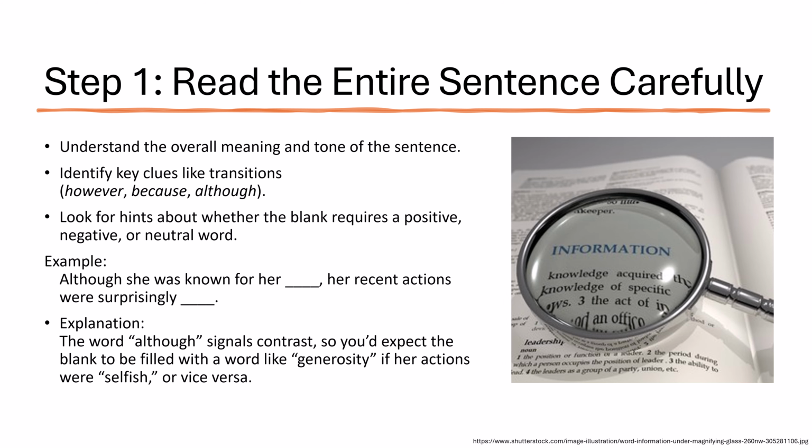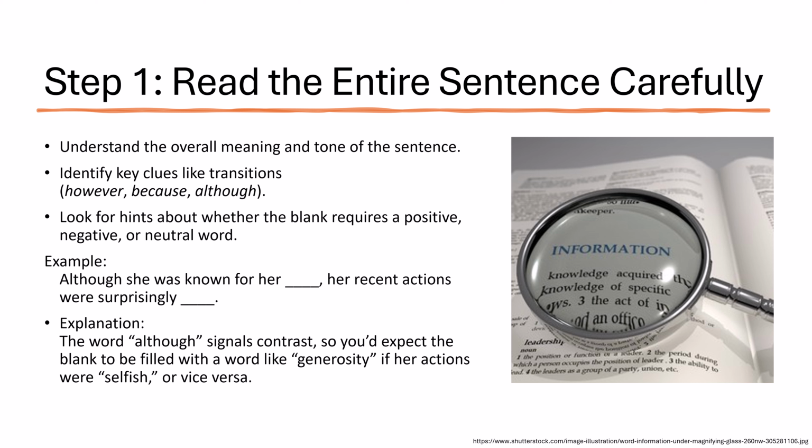The first step is to read the sentence carefully, paying attention to the tone and structure. Look for transition words like however, because, or although, which signal shifts in meaning or contrast. These clues help you determine the direction of the sentence and what kind of word is needed in the blank. Also, try to figure out if the blank calls for a positive, negative or neutral word based on the context. Taking your time with this step sets you up for success with the rest of the process.